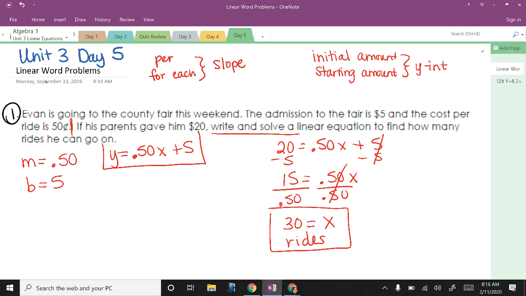Yeah, exactly. All right. So y'all see what we did there? We picked out an M and a B and wrote us an equation, right? And then we went on to say, okay, his parents gave him $20. That's the total amount he has. That goes in for Y. And then we solved it for X to find out how many rides he could go on. Y'all see how we did that? All right, let's do number 2.